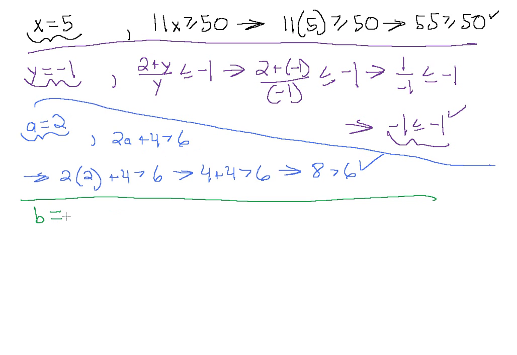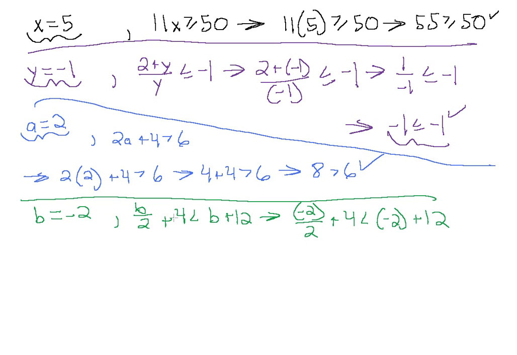We have b equals -2, and we want to know if this value is contained in the solution interval for the following inequality. We have b over 2 plus 4 is less than b plus 12. Now here we see our variable on both sides of the inequality sign, but this doesn't make a difference. Everywhere we see b, we're going to plug in -2. So we have -2 divided by 2 plus 4 is less than b, which is -2, plus 12.